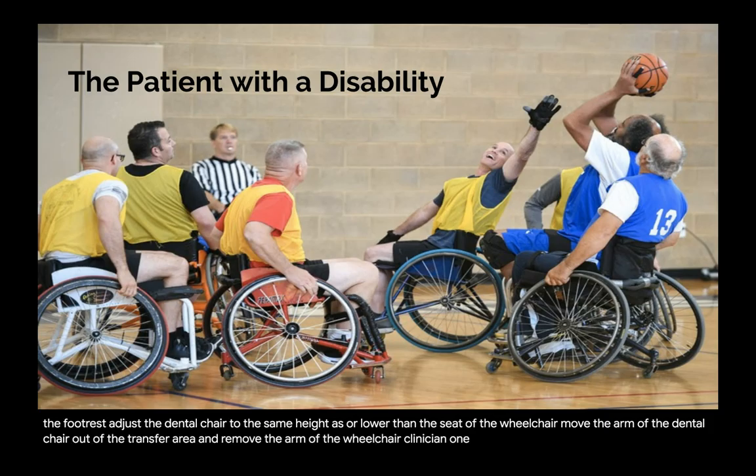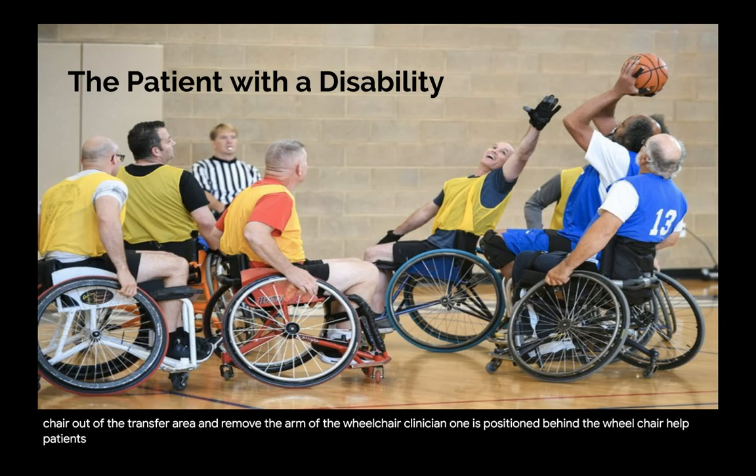Clinician 1 is positioned behind the wheelchair. Help the patient put arms across the chest. Clinician 1 will place arms under the patient's upper arms and grasp the patient's wrists. Clinician 2 faces the patient and places both hands under the patient's lower thighs.